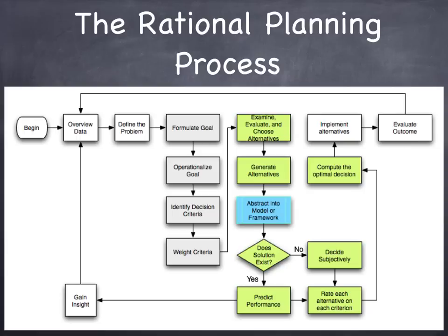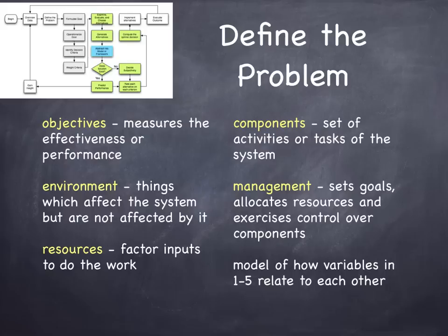We'll follow the logic of the rational planning process from the top line. We begin, get data, we define the problem, we formulate a goal, we examine, evaluate, and choose alternatives, we implement those alternatives, we evaluate the outcome, and that evaluation becomes new data for subsequent decisions. So there's a feedback loop. This is the core idea of the rational planning process, and there are details associated with it. We'll talk about those. This is a textbook version of how things should happen. This isn't an explanation of how things actually happen, except perhaps under a very bureaucratic and rational government.